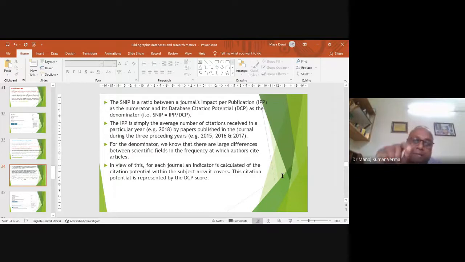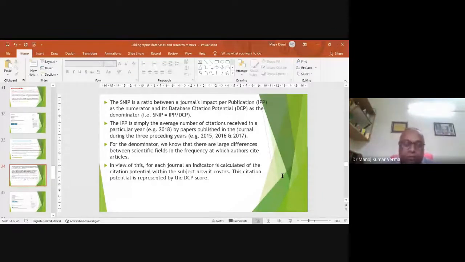So IPP is simply the average number of citations received in a particular year, that is 2018, by the papers published in the journal during the last 3 preceding years, that is 2015, 16, and 17. Suppose a paper was published in 2015, 16, or 17, how many citations did it receive in 2018?